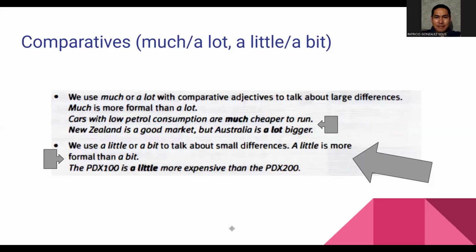My dear Maria Fernanda, are you there? Yes, teacher. Can you read this content? Comparatives: much, a lot, a little, a bit. We use much or a lot with comparative adjectives to talk about large differences. Much is more formal than a lot. Cars with low petrol consumption are much cheaper to run. New Zealand is a good market, but Australia is a lot bigger.